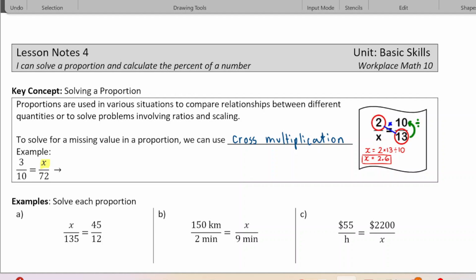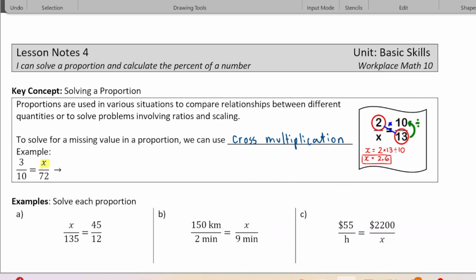then, for example, a basketball player gets 3 out of every 10 shots in. If they take 72 shots, how many are they going to get in? Situations like that where you're scaling something up or scaling it down. The easiest way to do it is to solve by cross multiplication.